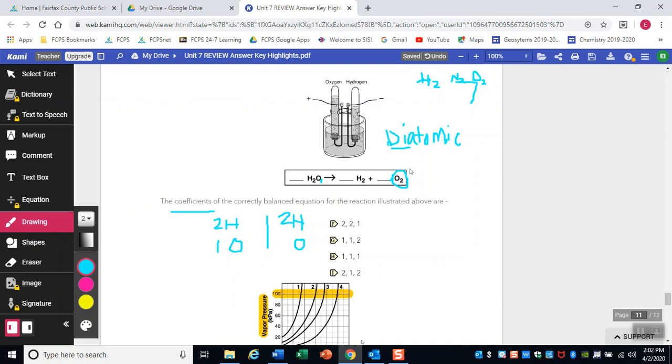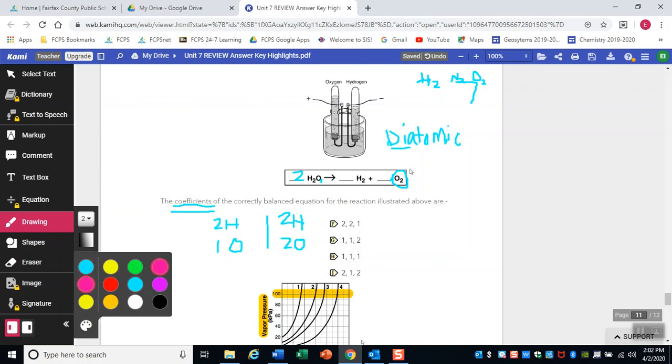So 1, 2. So I have 2 here. Right, now the rule is you can't just put a little 2 here because that would change it, it wouldn't be water anymore, right? This is water. If I put 2 here, it's hydrogen peroxide. So I can only add coefficients, right? You can only add a number in front. So I'll put a 2 in front, right?